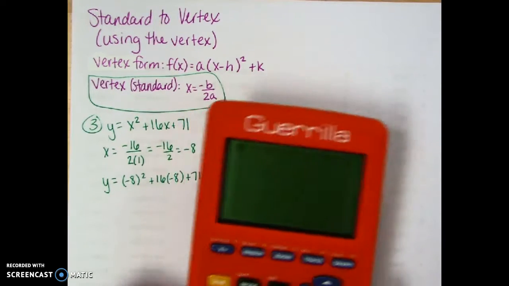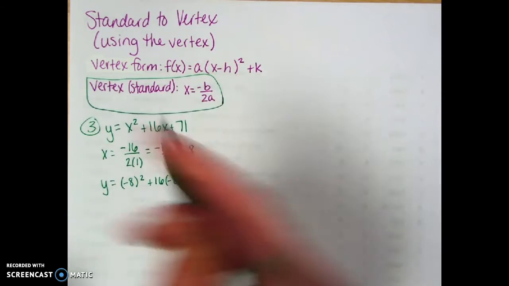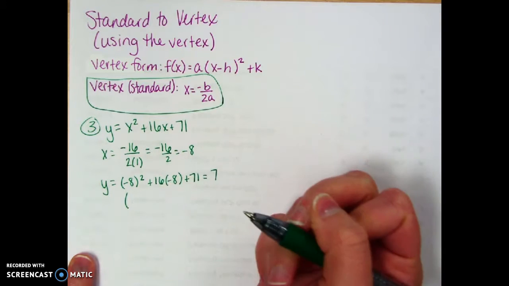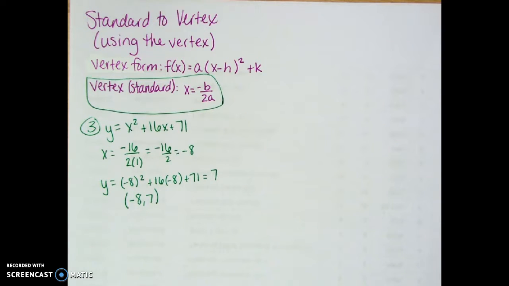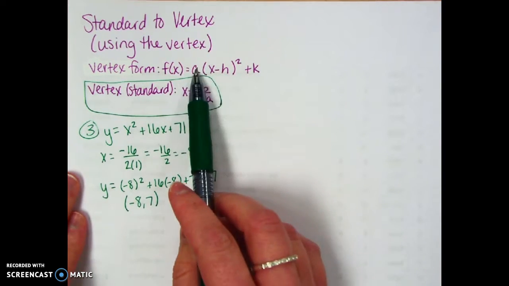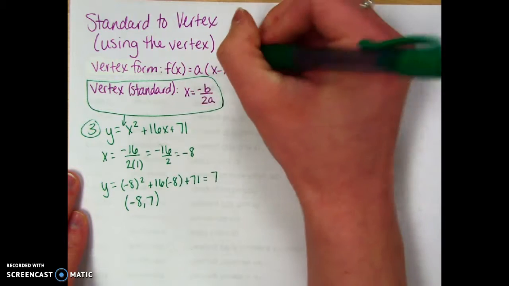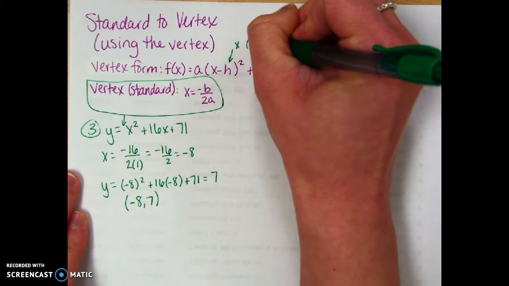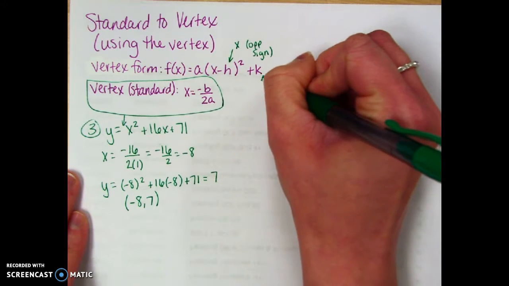So let me type that in. Negative 8 squared plus 16 times negative 8 plus 71. I get 7 for that. So that means the vertex is negative 8, 7. Okay, now that you have the vertex, now you can actually just put it into vertex form. So if you remember, A is just this number right here, so in this case it's not going to be anything. This is the x, but it's the opposite sign. And then this is the y, and it's just normal.